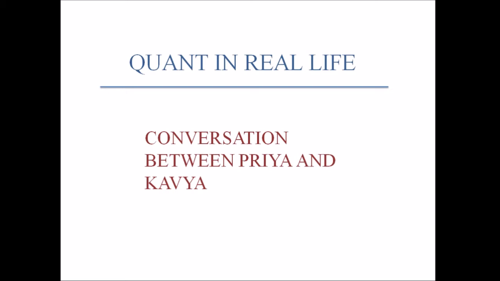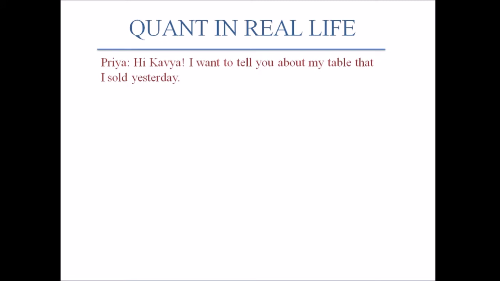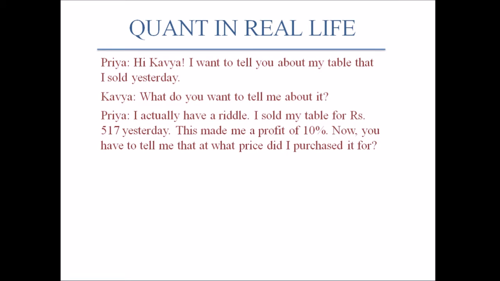So now Priya and Kavya are on their phone, and while talking to each other they are discussing Priya's table that she sold yesterday. Priya: Hi Kavya, I want to tell you about my table that I sold yesterday. Kavya: What do you want to tell me about it? Priya: I actually have a riddle. I sold my table for rupees 517 yesterday. This made me a profit of 10%. Now you have to tell me at what price I purchased it.